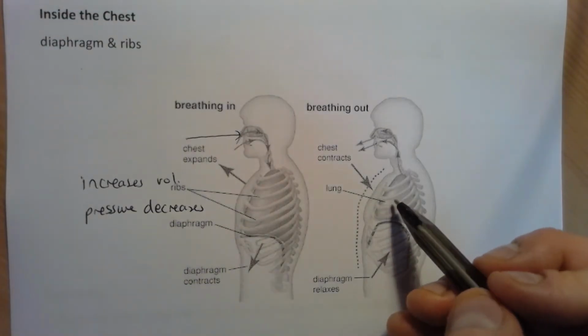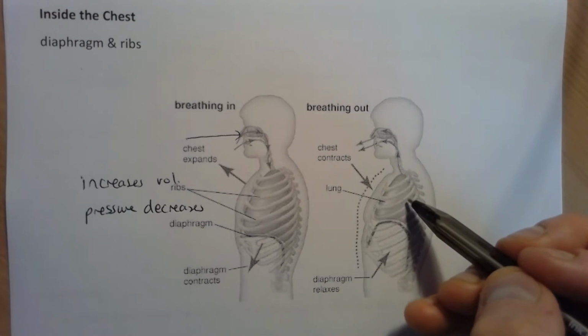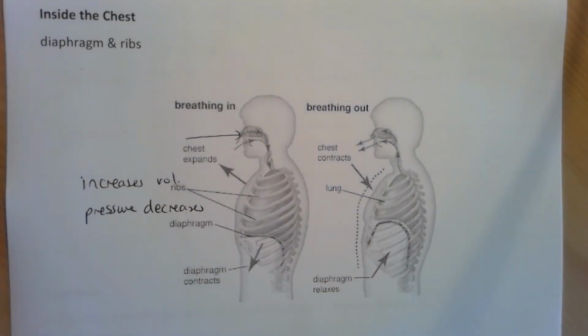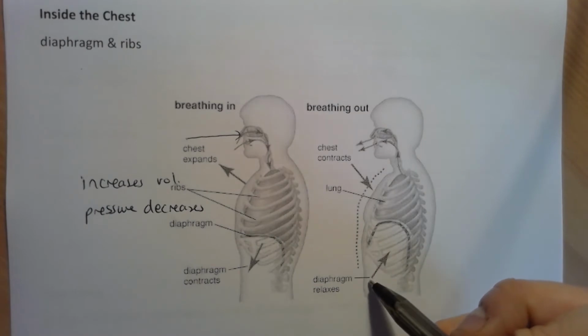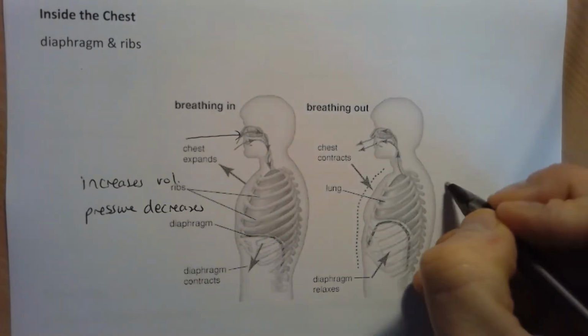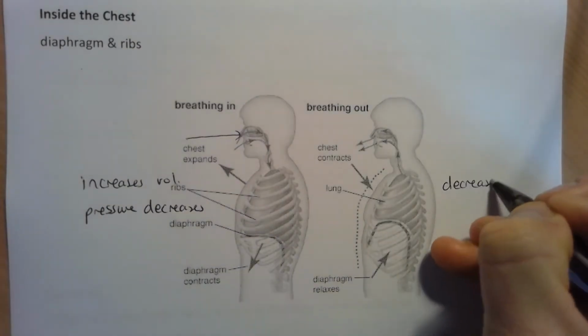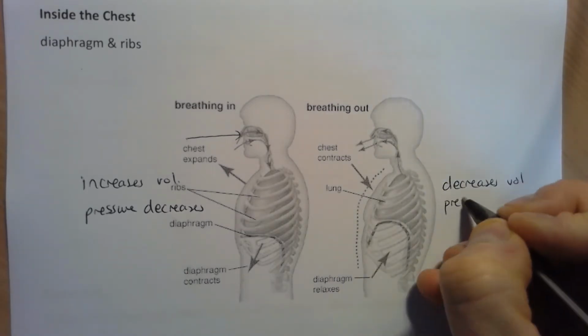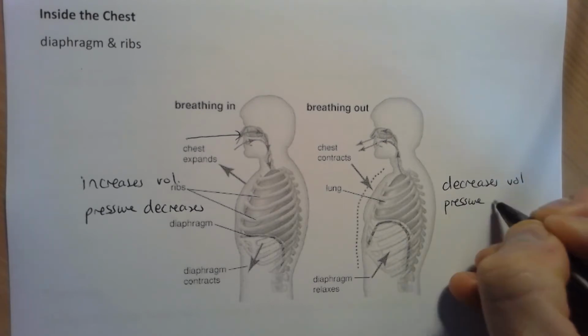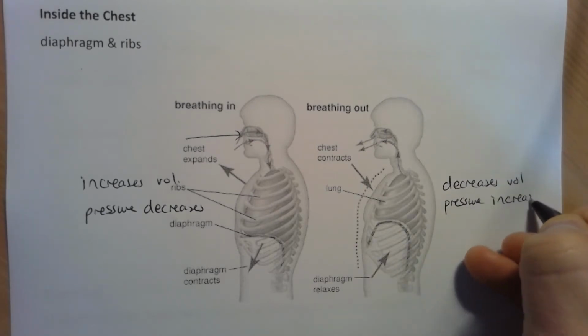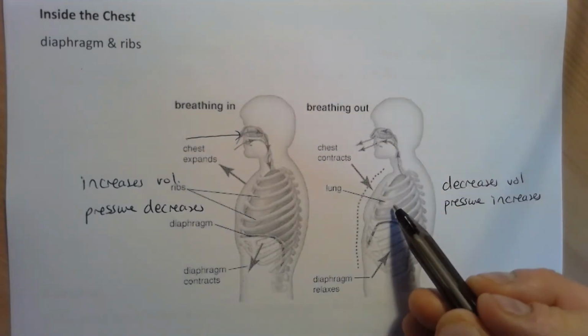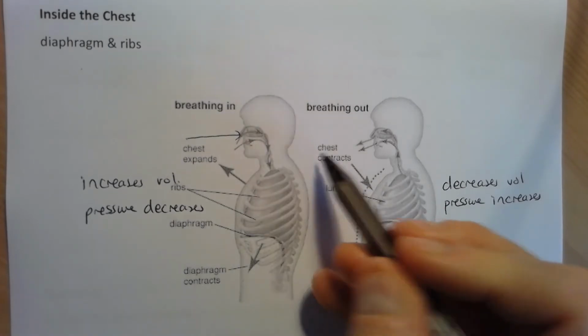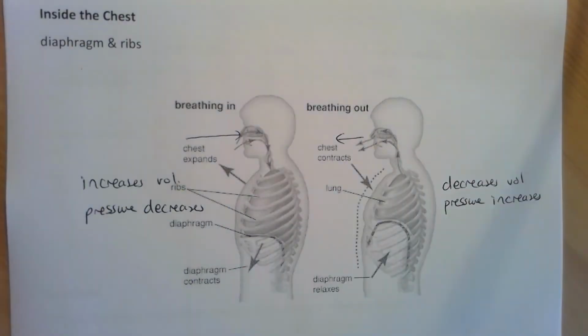When we breathe out, the ribs move down, again by changes in the shape of the intercostal muscles, and the diaphragm relaxes and moves up. This decreases the volume inside the chest cavity, which means that the pressure increases. Pressure in the lungs is now greater than the air pressure outside, so air is forced out of the mouth and nose.